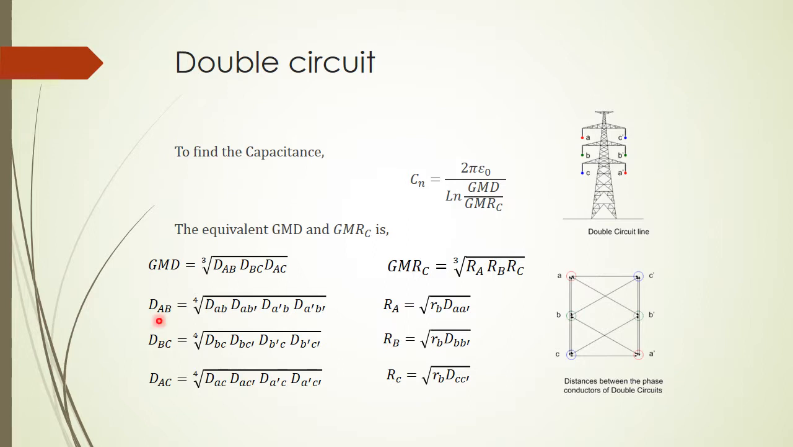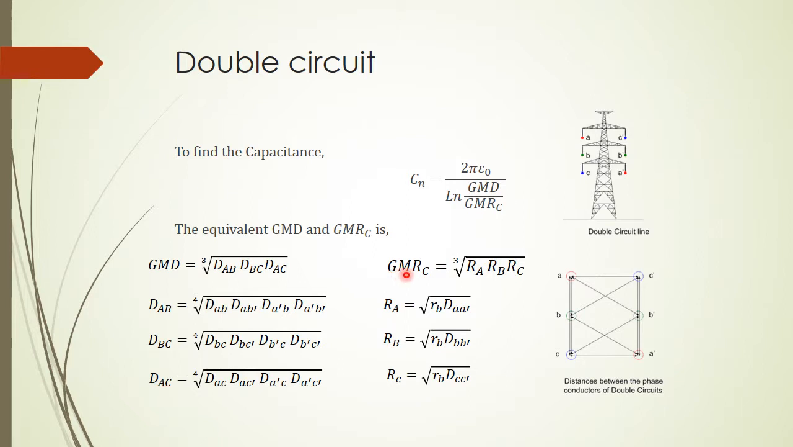So let's have a look at DAB. That is the average distance between phase A and phase B, which consists of A, A prime, B, B prime. As a result, the average distance is given by the distances AB, AB prime, A prime B, and A prime B prime, and take the average. The same applies for phases B and C, and A and C.